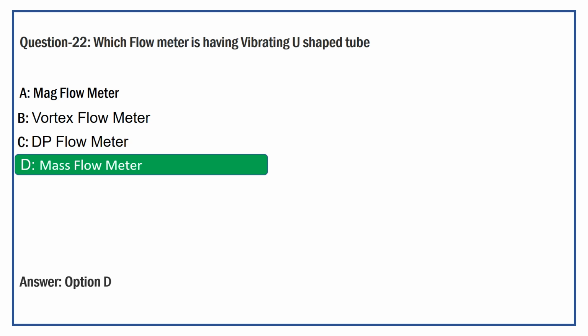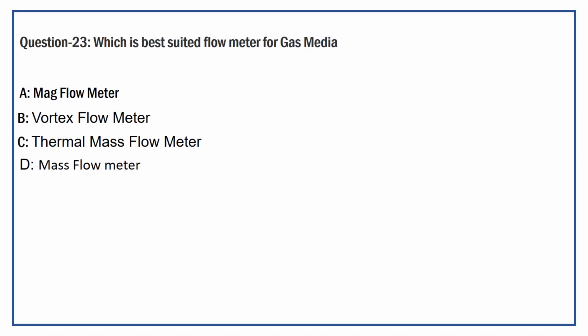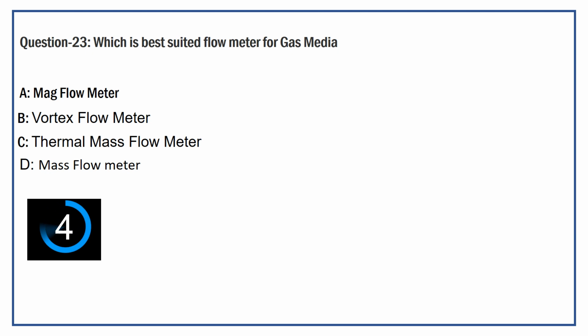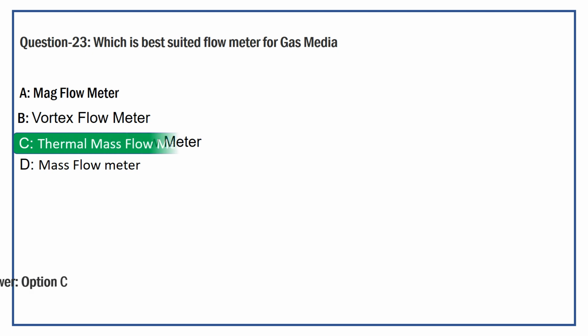Next question is, which is the best suited flow meter for gas media? Let's see the options. Option A, magnetic flow meter. Option B, vortex flow meter. Option C, thermal mass flow meter. Or option D, mass flow meter. And the right answer of this question is option C, thermal mass flow meter. Yes friends, thermal mass flow meters are best suited flow meters for measurement of gas media.